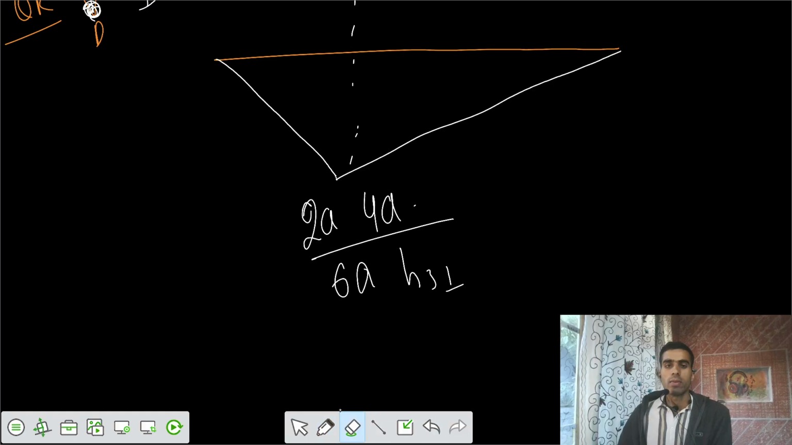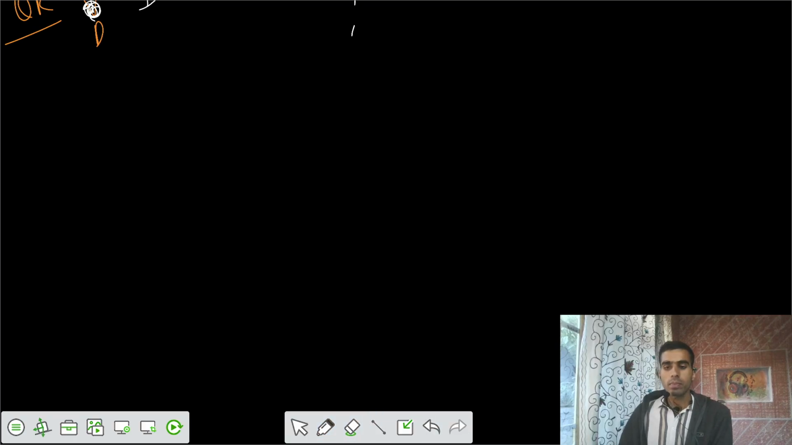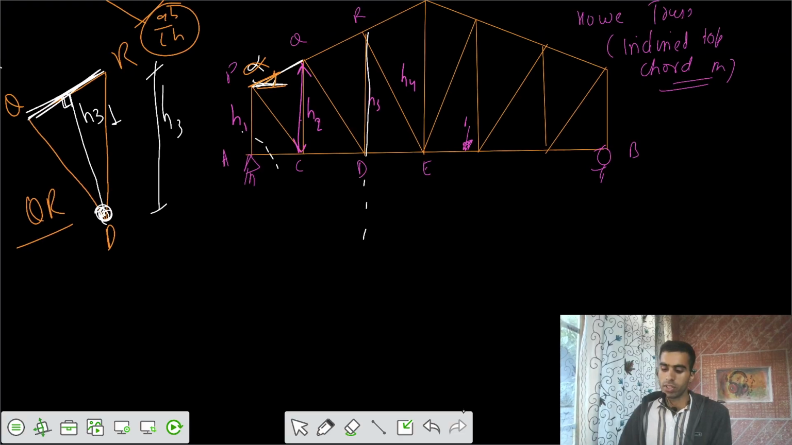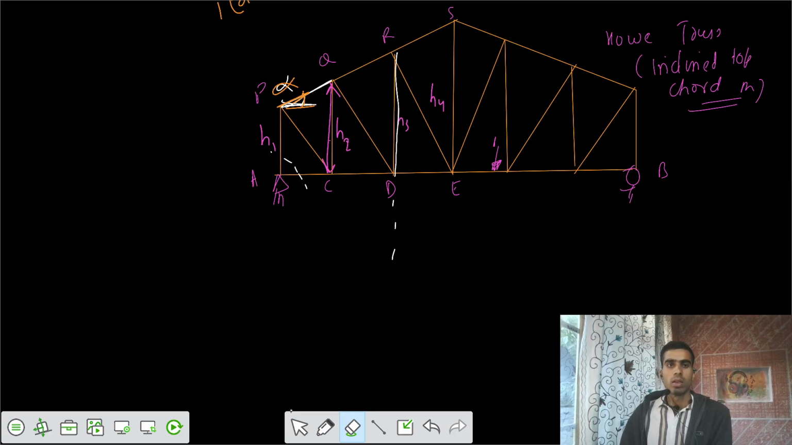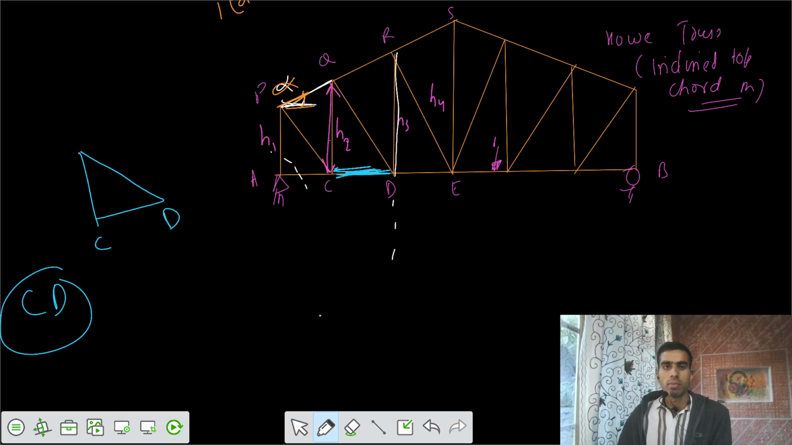Now let's take this third one. This was also a negative diagram. Let's take the member CD. Why the member CD? CD is a bottom chord member. What is the triangle associated with that bottom chord member? CDQ. So the loading joints are at C and D.